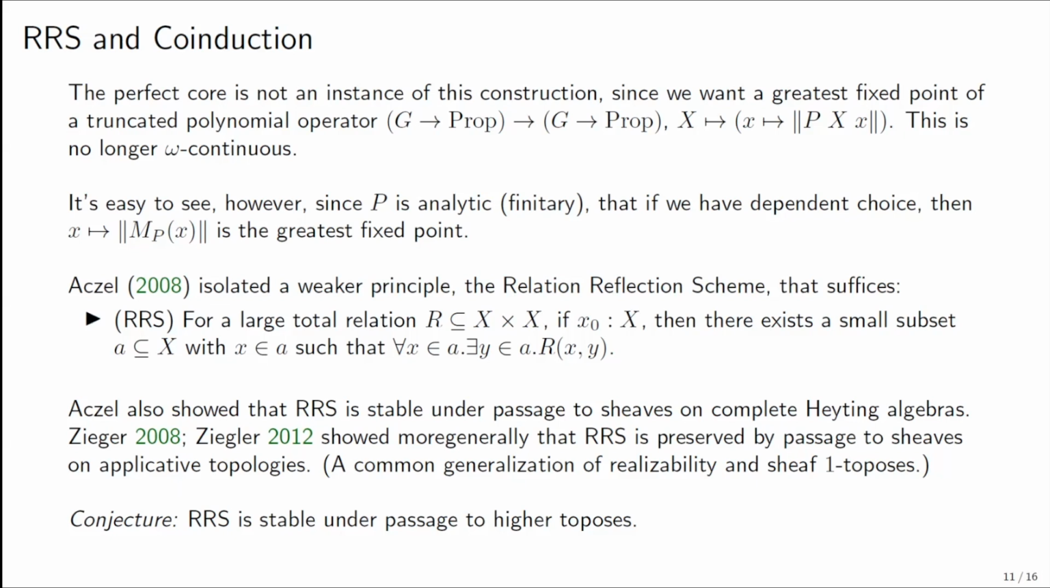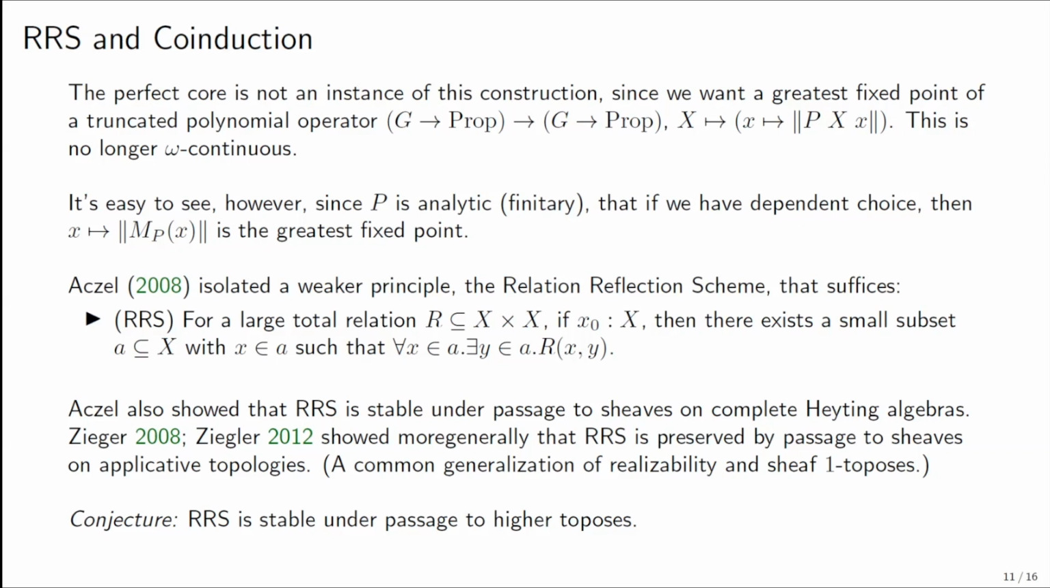So the relation reflection scheme says that if you have a large total relation and an element in the ground universe of the relation, then there exists already a small subset that is closed under this total relation. So this is not something that you can expect to construct necessarily, but it does have this curious feature that it is stable under passage to sheaves and to realizability models. So Peter showed this in the case of sheaves on complete Heyting algebras, and then Albert Ziegler, who is a student of Wilfried Buchholz, by the way, showed more generally that it's preserved by passage to sheaves and applicative topologies.